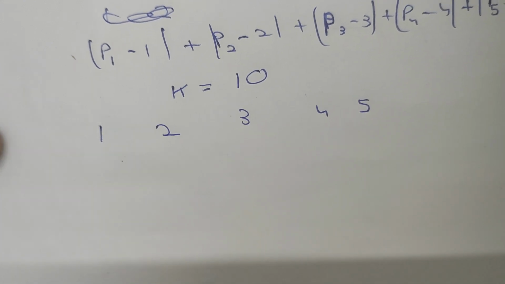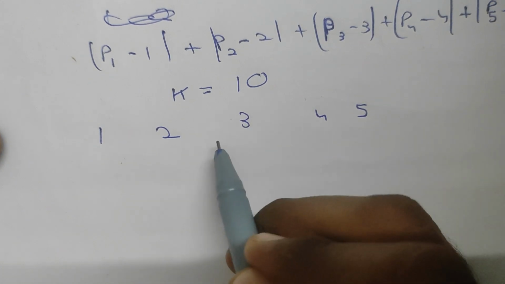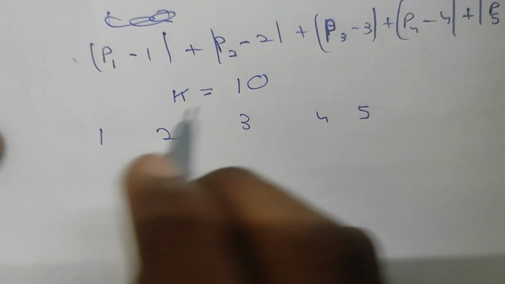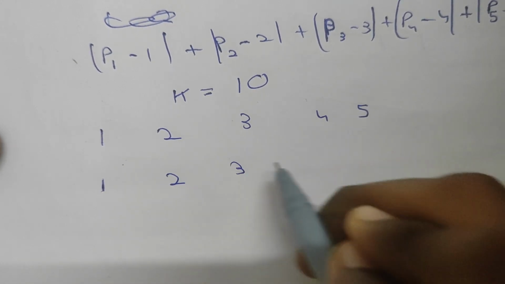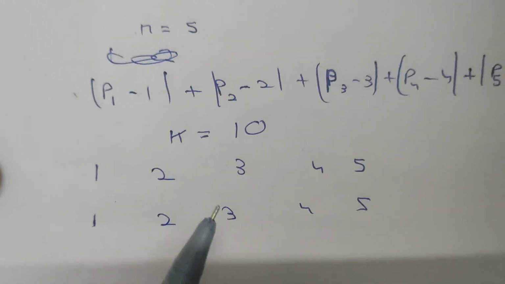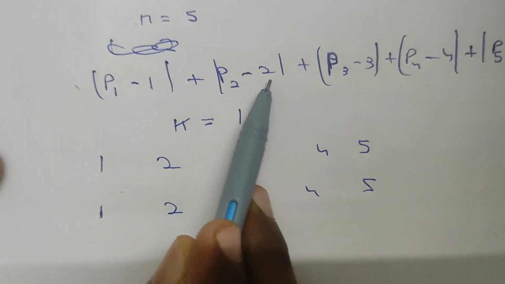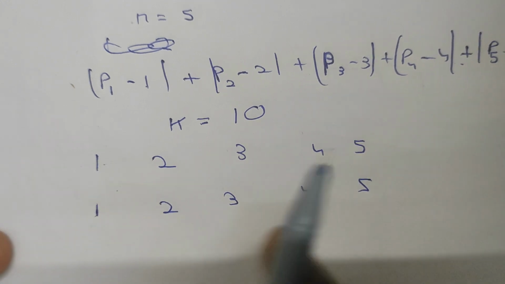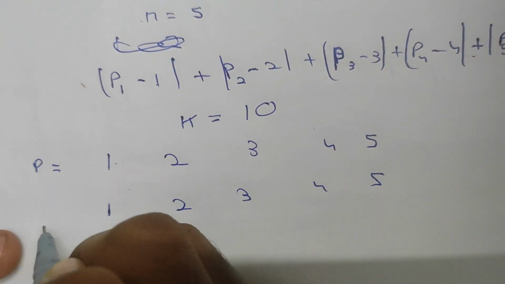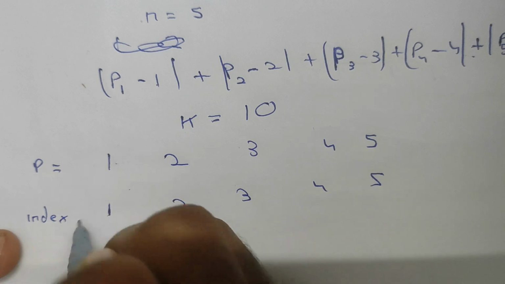Since we want the total sum of this permutation, we are going to subtract the permutation from these values 1 2 3 4 5. These values are fixed, they are the indices over here, and this is the permutation P, and this is the index that we are going to subtract from.